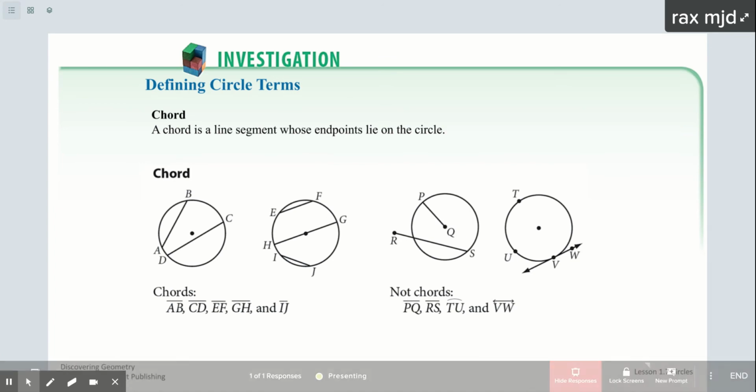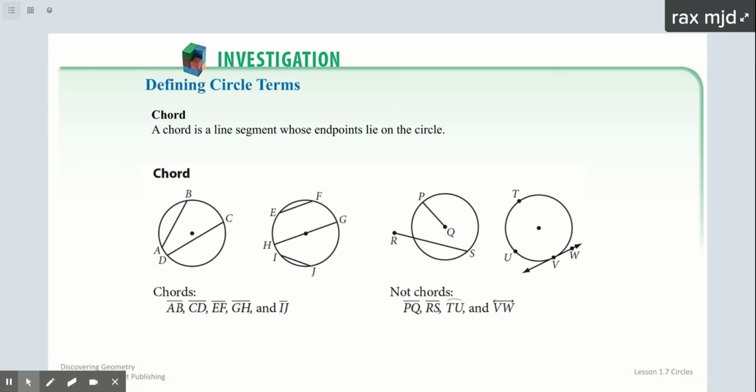So a chord is a line segment that has exactly 2 points on the circle, right? The endpoints of the line segment are on the circle. So we have AB over here is a line segment with its endpoints on the circle. So it is a chord, okay? Whereas RS here goes through the circle. So this is not a chord.